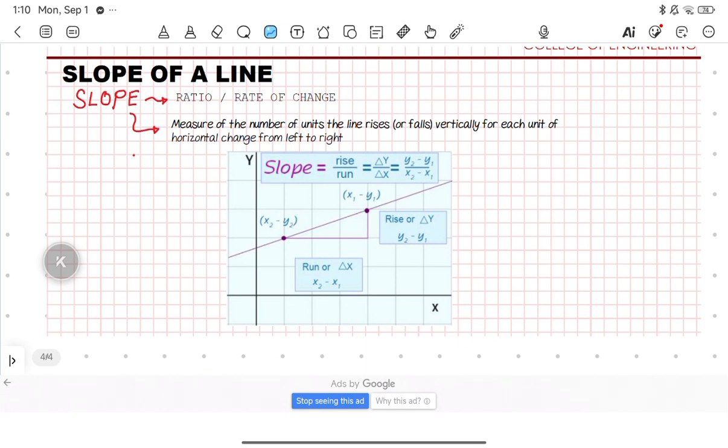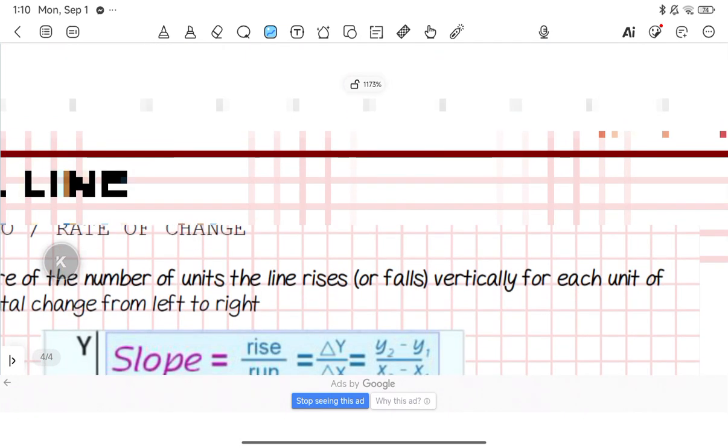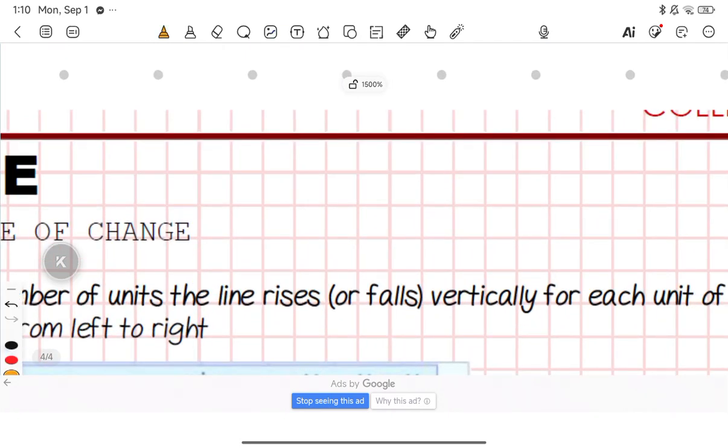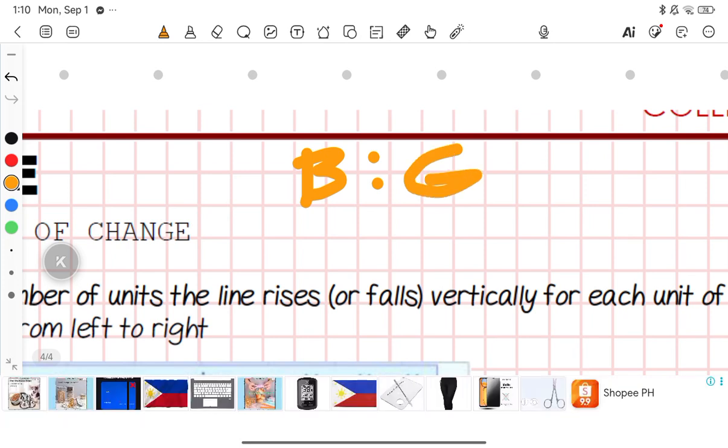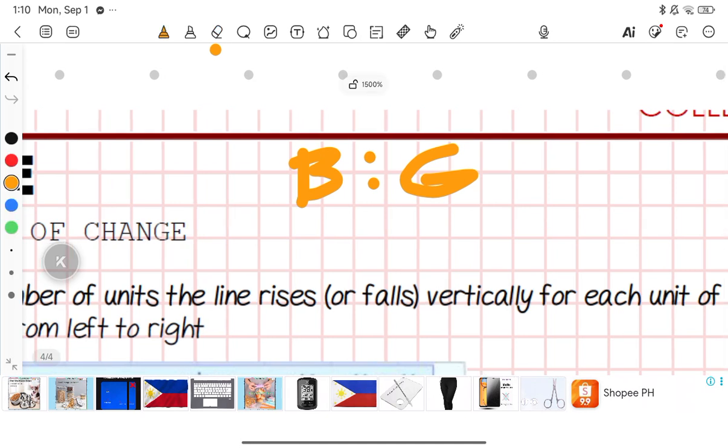And when we say ratio, 'di ba? Pag may ratio tayo, for example, the ratio between boys and girls, 'di ba? Ganito yung kanyang symbol, yung tutuldok. Yan. The ratio of 5 boys is to 6 girls. Ibig sabihin, may 5 lalaki sa 6 na babae sa isang klase. Ganon. Okay, tapos ang ratio din can be rewritten also as a divisor.